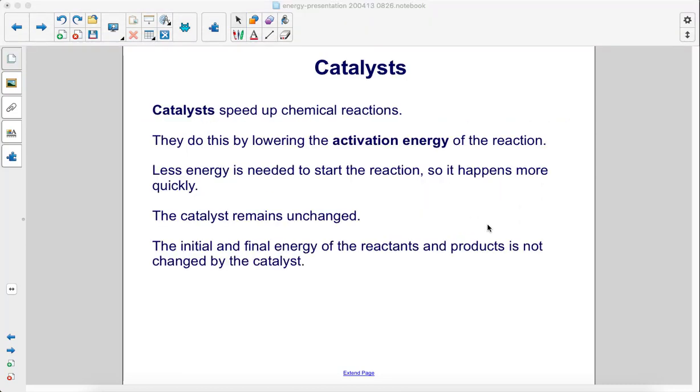Catalysts speed up chemical reactions. They do this by lowering the activation energy of the reaction. Less energy is needed to start the reaction, so it happens more quickly. The catalyst remains unchanged. The initial and final energy of the reactants and products is not changed by the catalyst.